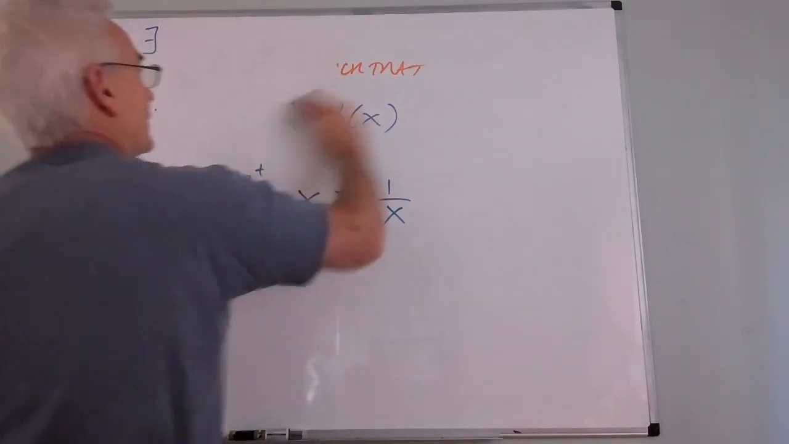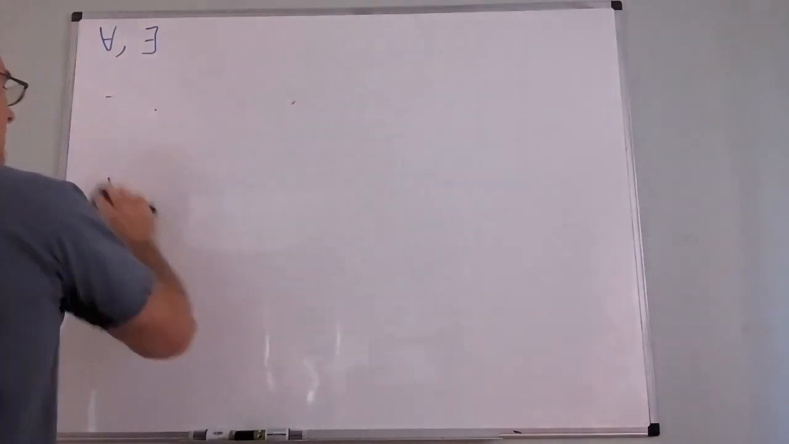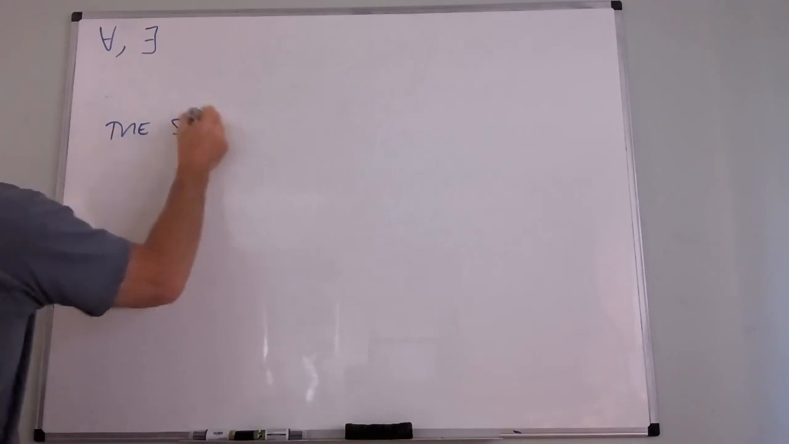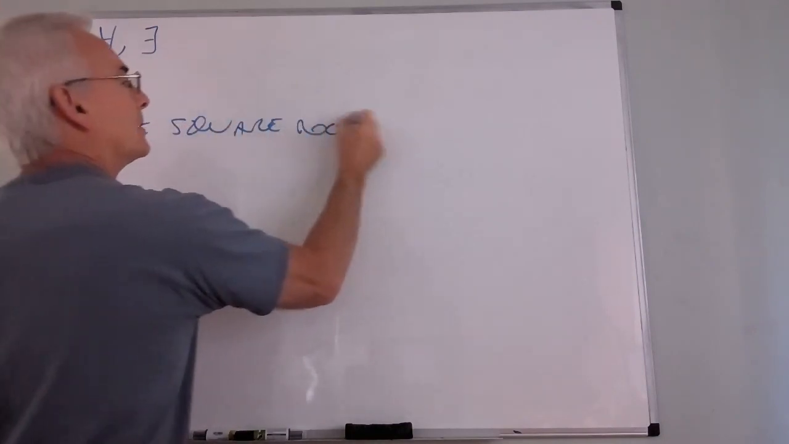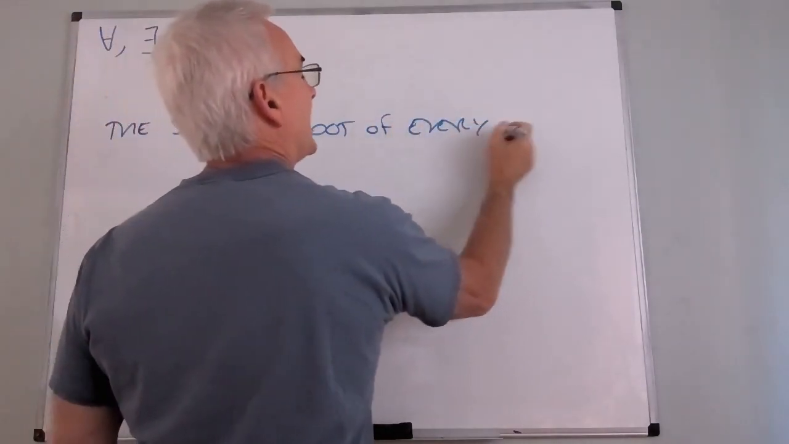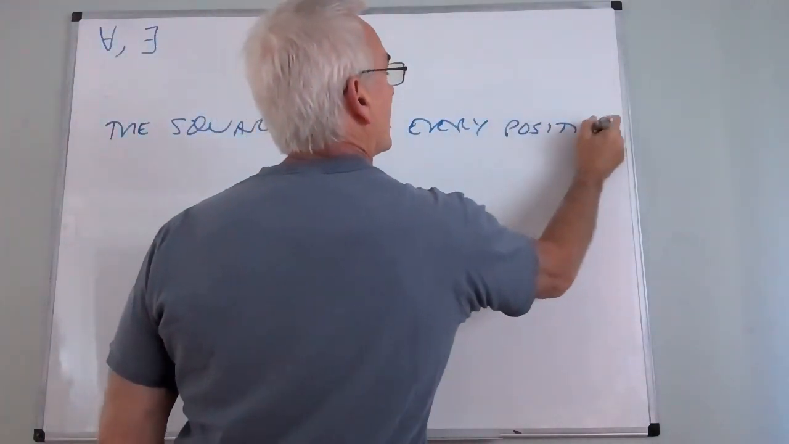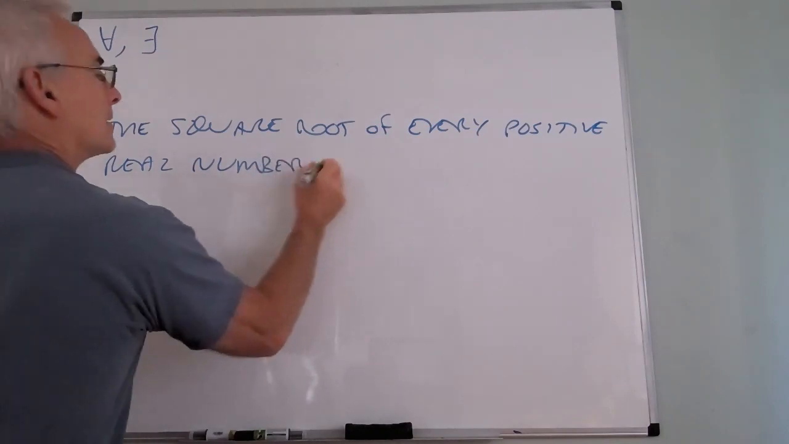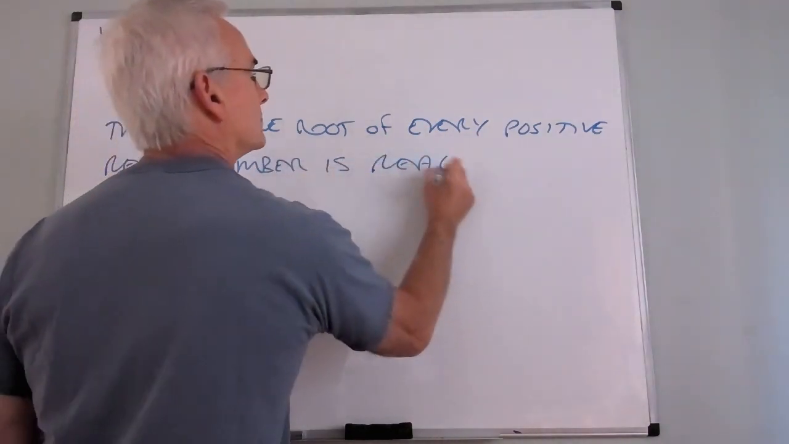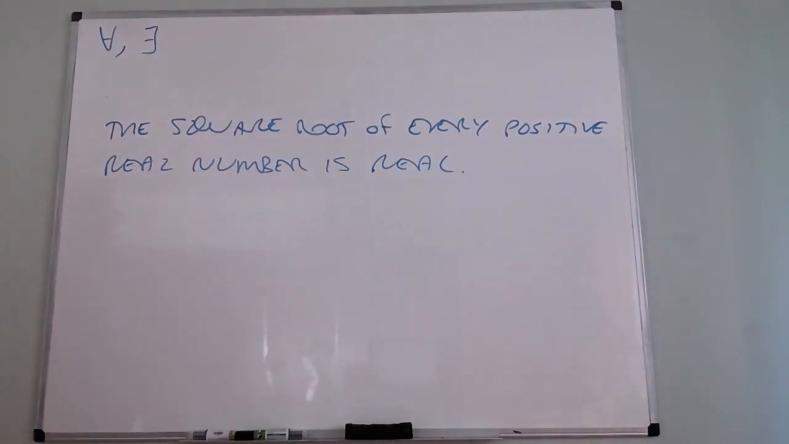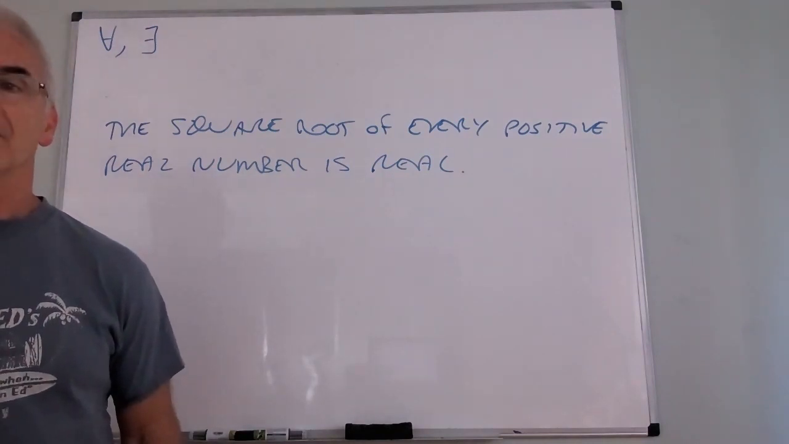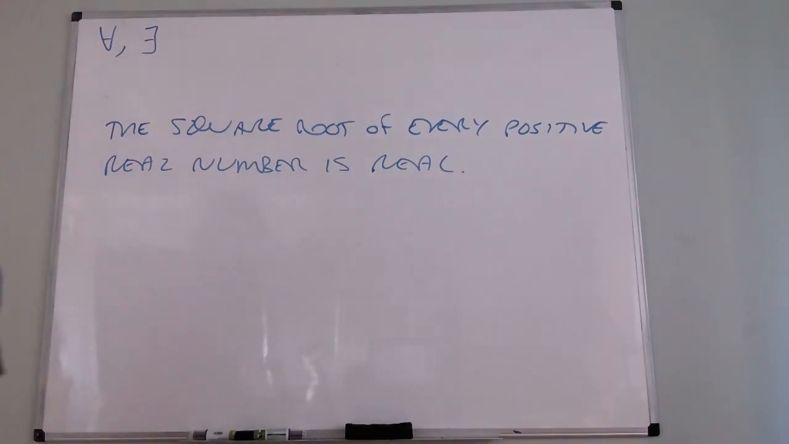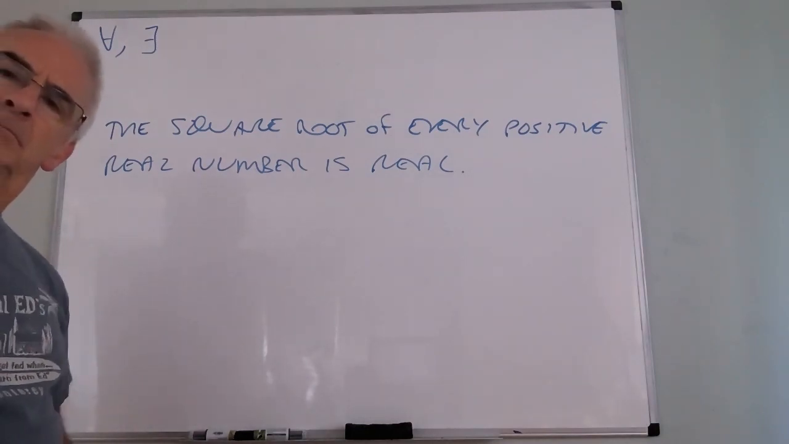So now let's go in reverse. The square root of every positive real number is real. First of all, do you believe that's a true statement? The square root of every positive real number is real. True or false?